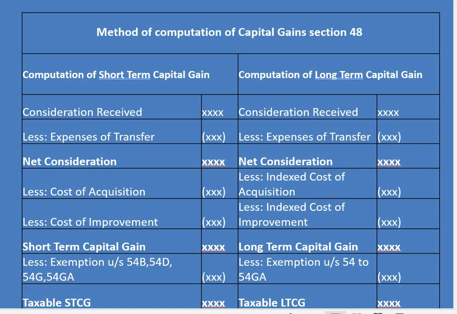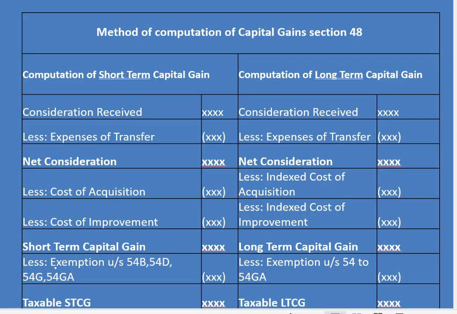So first, for computation of short-term capital gain and long-term capital gain, we have to write the sales consideration or sales value. From sale value we have to reduce the expense of transfer. We will get net sale consideration. From there we have to reduce cost of acquisition in the case of short-term capital gain and indexed cost of acquisition in the case of long-term capital gain. Likewise, we have to reduce cost of improvement for short-term capital gain and indexed cost of improvement for long-term capital gain. You will get short-term capital gain and long-term capital gain as the answer.